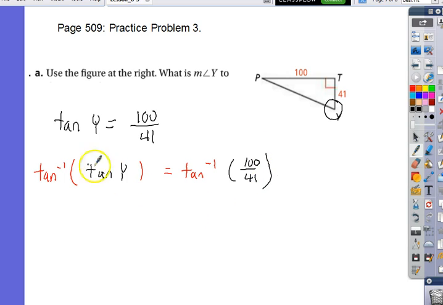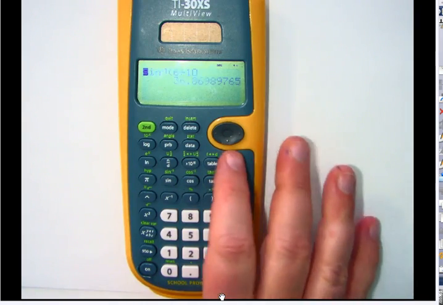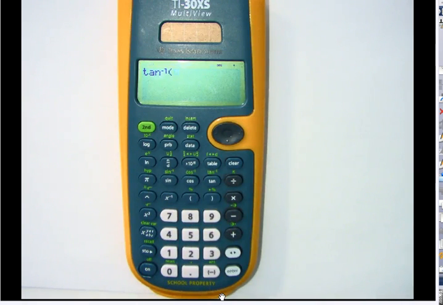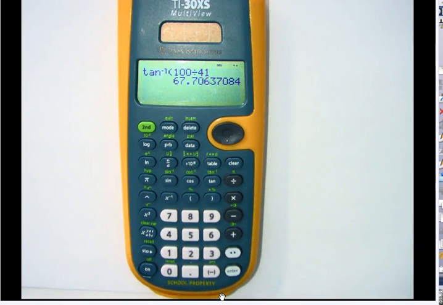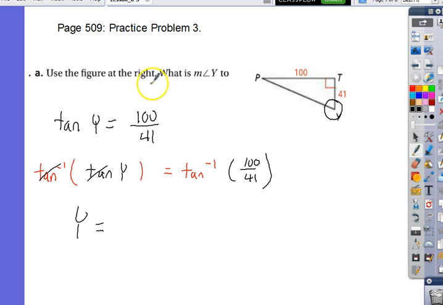Remember, this is just like Algebra 1. You can do anything you want to a side of an equation, just as long as you do the same thing on both sides. So tangent inverse and tangent are going to cancel out and leave me with y. Tangent inverse of 100 over 41 is something I'm going to do on my calculator. So I'm going to do second function tangent to get the tangent inverse. 100 divided by 41, and I hit enter. And I get 67.7, and so I need to round that off to the nearest degree. It didn't tell you to, but I'm going to tell you to. Round it off to the nearest degree, so that would be 68 degrees.